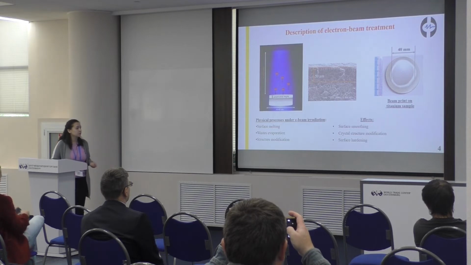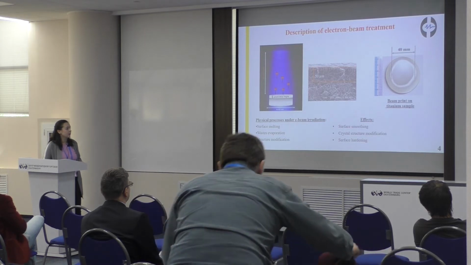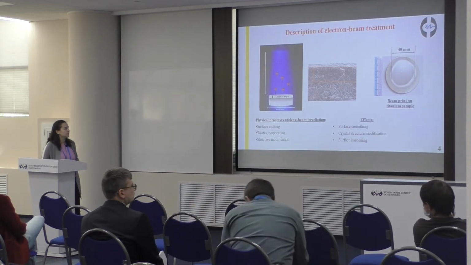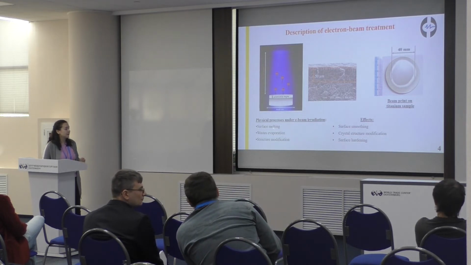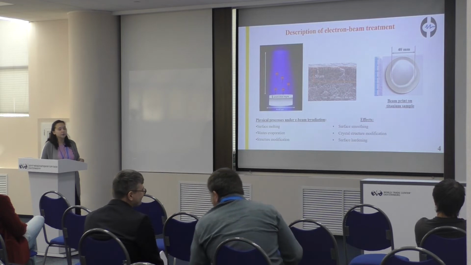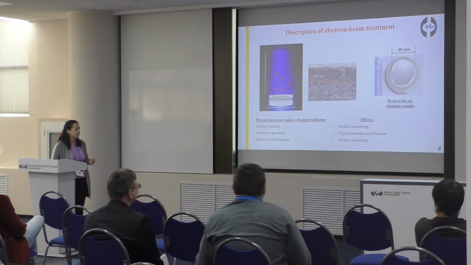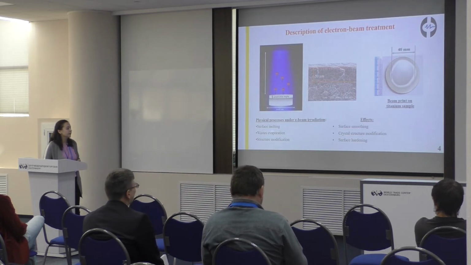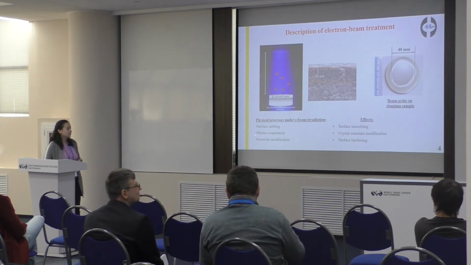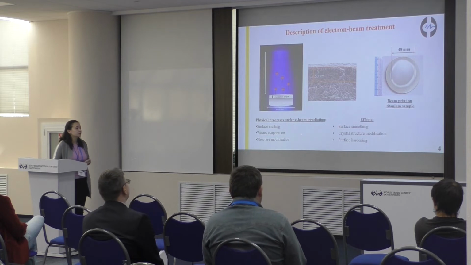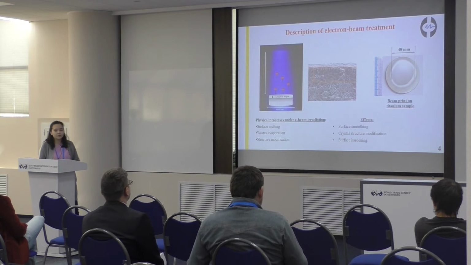In general, the process of irradiation of the surface of materials can be described in three main points. First of all, the surface of the material starts melting, then the waste starts to evaporate from the surface, as well as a little bit of the material itself, and finally, after some time of irradiation, we get a modified structure. That leads to the effects of surface smoothing, crystal structure modification, and surface hardening.